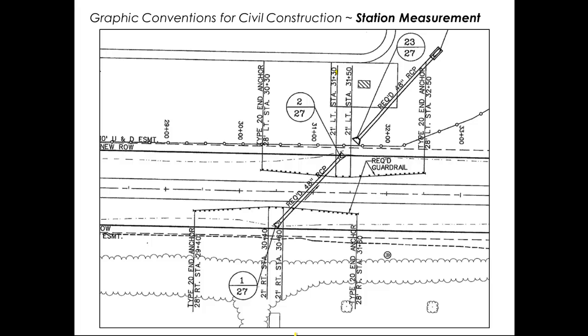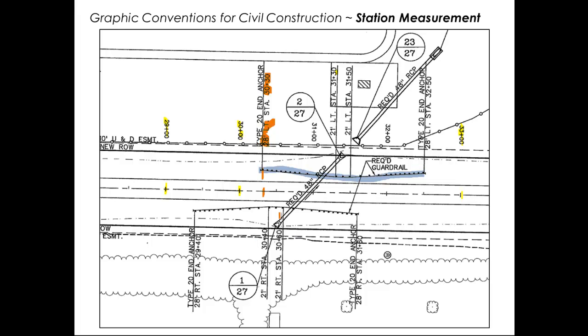Let's go back to another part of our road plan, and again, let's figure out our stationing. 29 plus 00, 30 plus 00, here's 33 up here. I think we understand that. Let's look at this section of guardrail. Where does the guardrail begin? If we look over here, the guardrail starts right here, 28 feet left of the center line, and it begins at station 30 plus 30.